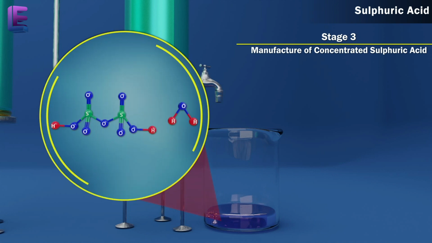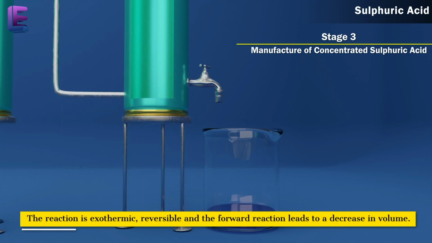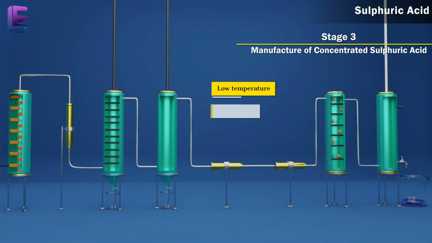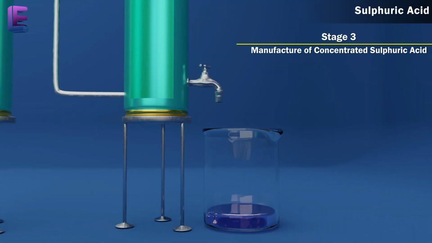H2S2O7 plus H2O gives rise to 2H2SO4. The reaction is exothermic and reversible, and the forward reaction leads to a decrease in volume. Therefore, low temperature and high pressure are the favorable conditions for maximum yield. The sulfuric acid obtained by the contact process is 96 to 98% pure.